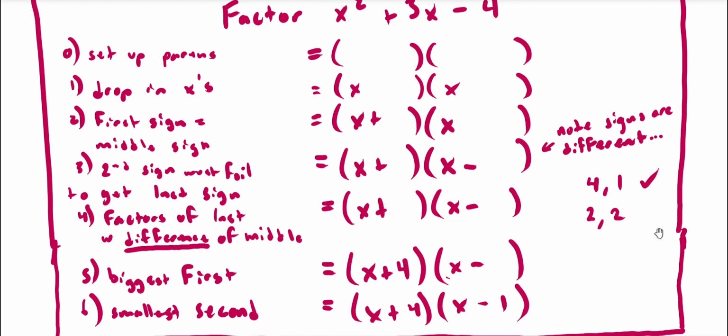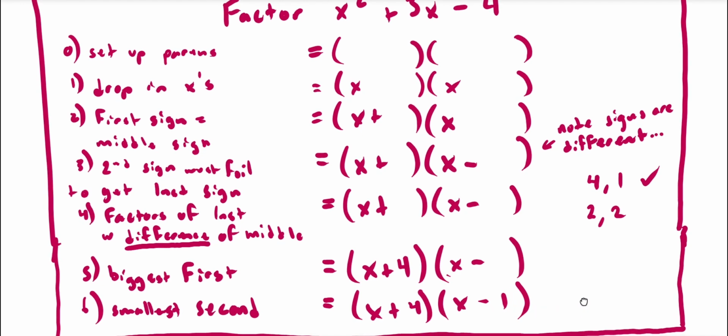So we are looking for a difference of factors of the last term that give the middle term. That was 4 and 1 with a difference of 3. We put the biggest one next to the sign that we dropped down from the middle term, and we put the smallest one right here, and we're done. That's the factorization that we were looking for.